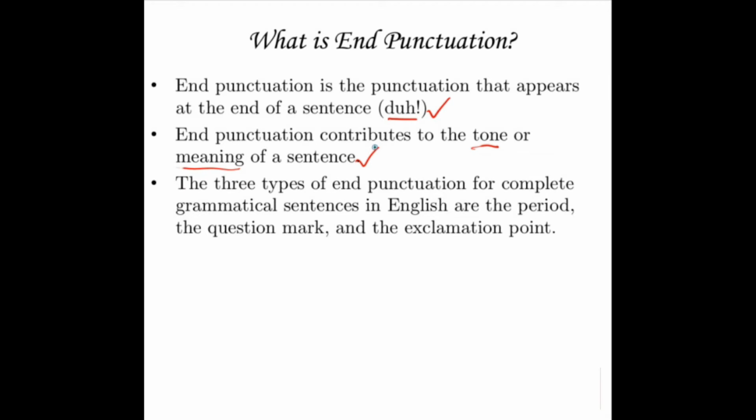Now, the 3 types of end punctuation for complete grammatical sentences in English, I'm not talking about fragments here, I'm not talking about funky punctuation that somebody just made up or stuff you find in comic books that who knows where they got it. Grammatical sentences, 3 punctuation marks. They are the period, the question mark, and the exclamation point, also called the exclamation mark.